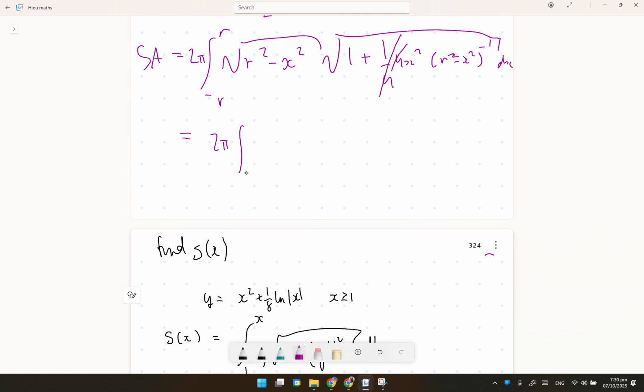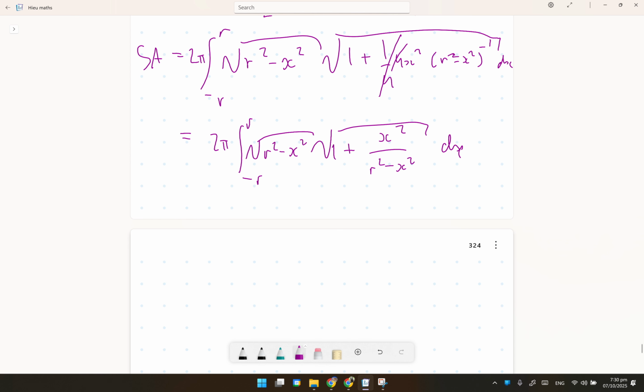2 pi integral from minus r to r of root of r squared minus x squared, multiplied by the root of 1 plus x squared over r squared minus x squared. Do you guys see how that comes? Okay, so now because we have two roots here, we can just multiply this straight in.